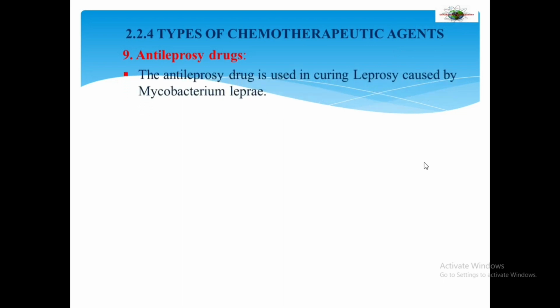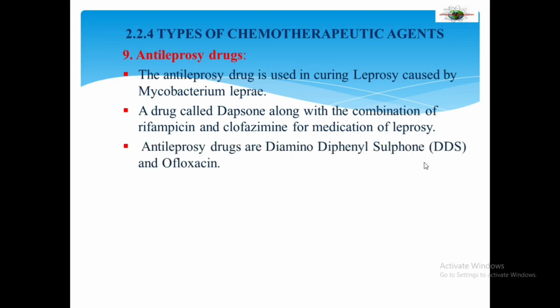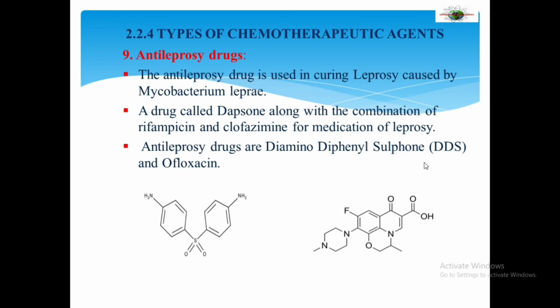Anti-leprosy drugs are used in curing leprosy caused by Mycobacterium leprae. A drug called dapsone, along with a combination of rifampicin and clofazimine, is used as medicine for leprosy. Anti-leprosy drugs are diamino diphenyl sulfone and ofloxacin. These are the structures of diamino diphenyl sulfone and ofloxacin.